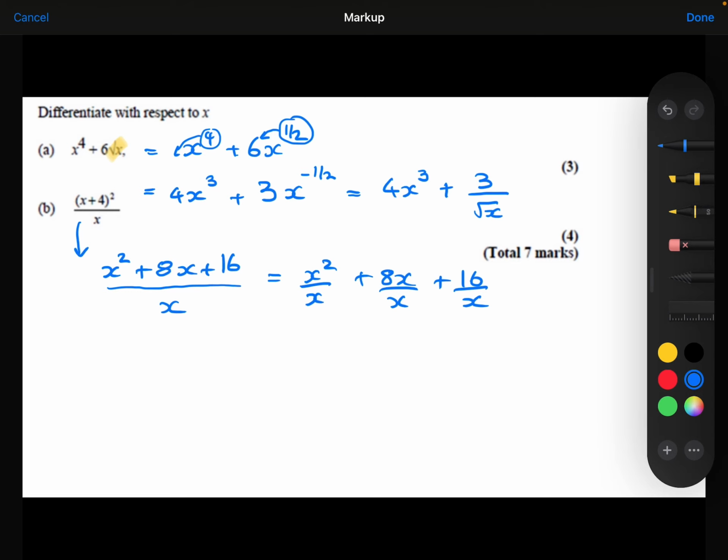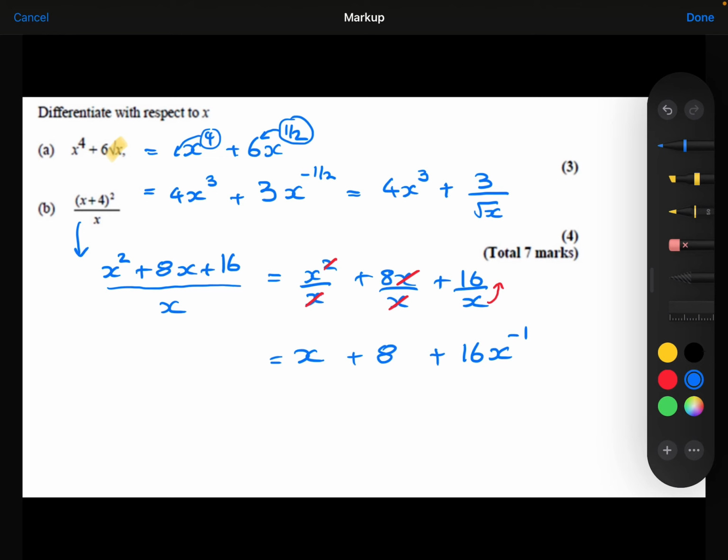I'm going to simplify each of these. So with the first term, x squared divided by x is just x. With the second term, the x's cancel out and I just get 8. And then the third term, in order for me to differentiate this, I need to have the x on the numerator, not on the denominator. So I'm going to move that up and write it with a negative power. So 16 over x is the same thing as 16x to the power minus 1.